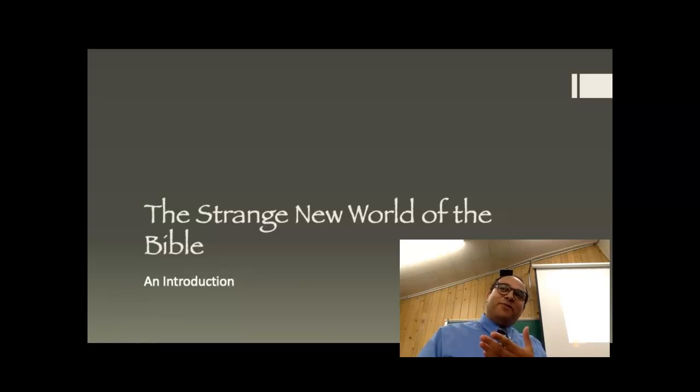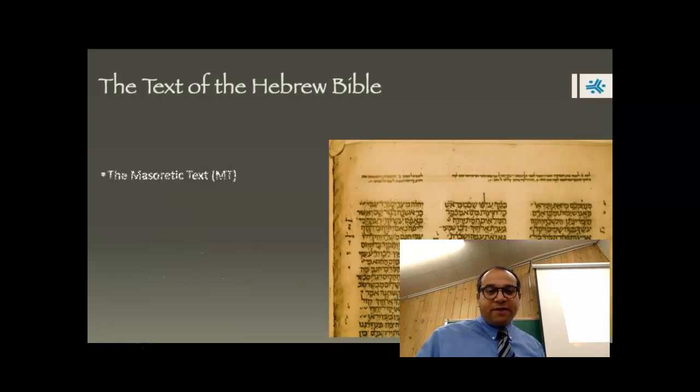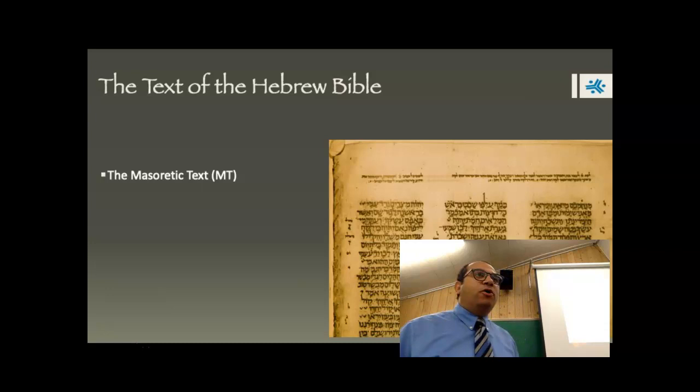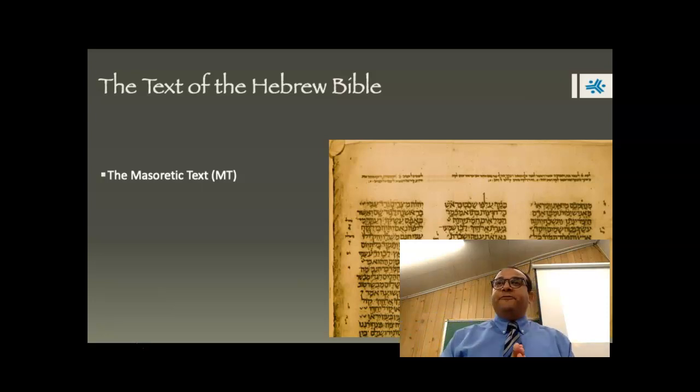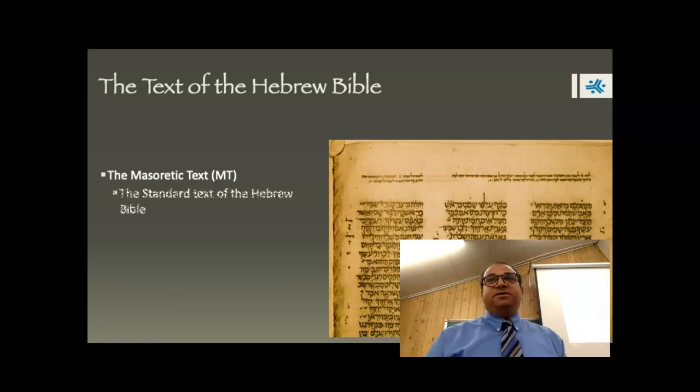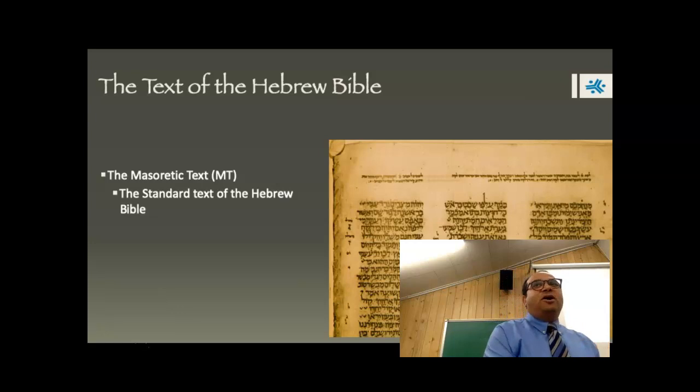So we talked about the different translations, the NIV, the King James Version, the NRSV, and so on. But there are other earlier texts that we need to know about. So the text of the Hebrew Bible, for the most part, when we will be talking about the Hebrew Bible, we will be referring to something called the Masoretic text. The Masoretic text is the standard Hebrew text of the Old Testament.